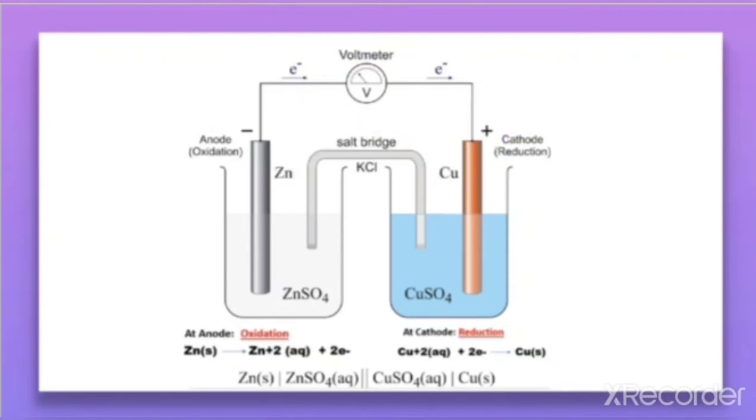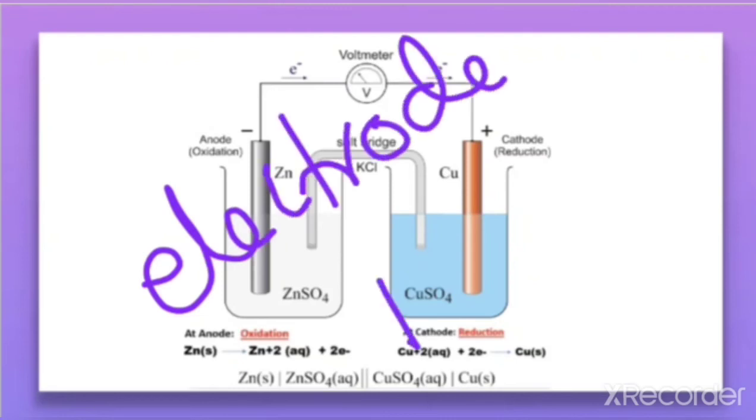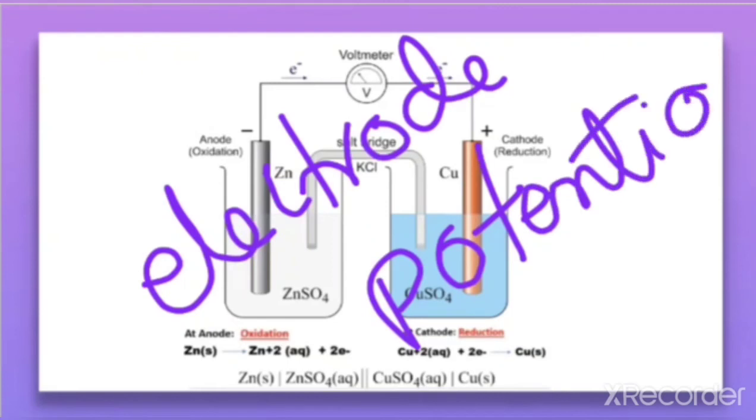Now here, because of the charge separation, a potential is developed. The potential associated with the electrodes is called electrode potential. What is electrode potential? The potential associated with each electrode is called electrode potential. So here there is an electrode potential at the anode side and at the cathode side. These are called oxidation potential and reduction potential respectively.